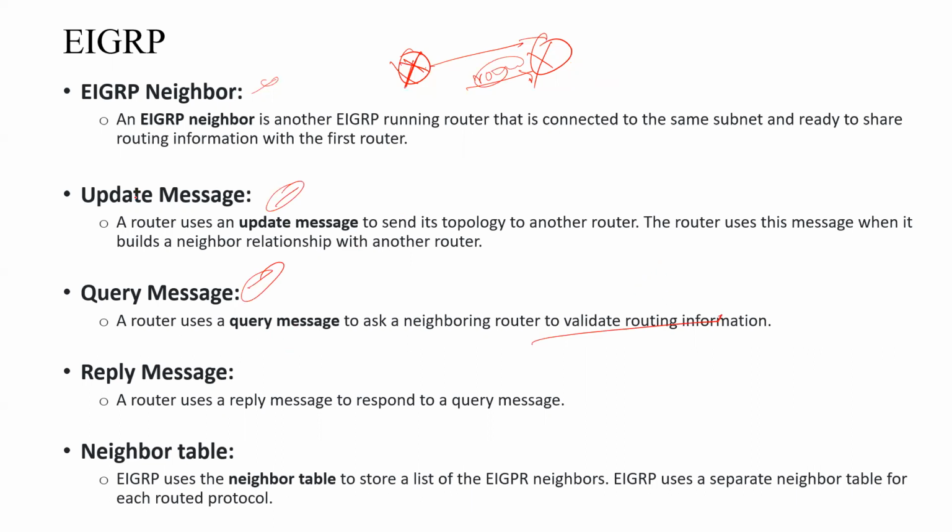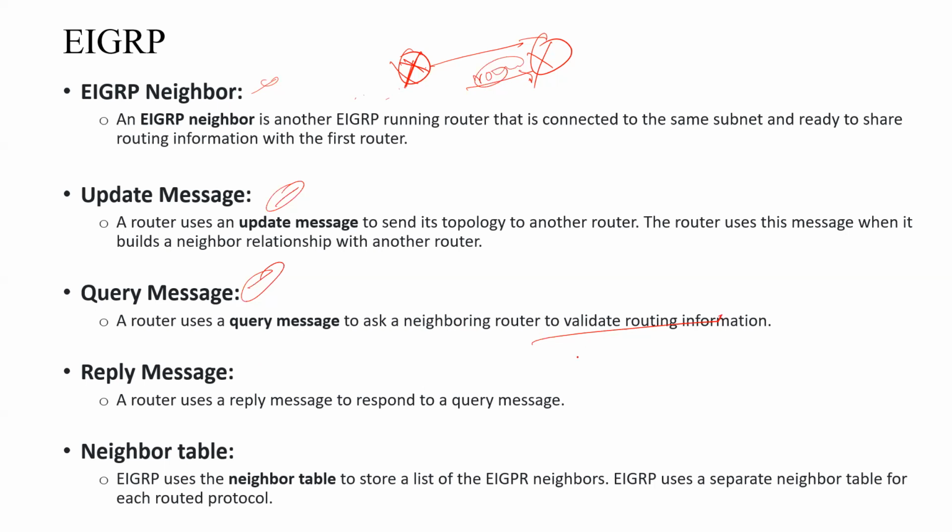And we have 3 kinds of messages. I mean to say update message, query message, and reply message. So in update message, it is sending the topology information to the other router, saying that I'm having this subnet configured to me, something like that. And in case of reply message, what happens? It responds to a query message saying that routing information is valid or not.